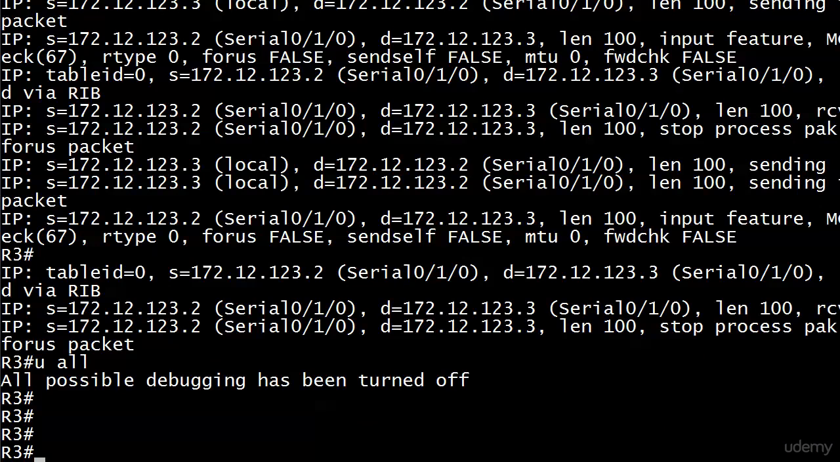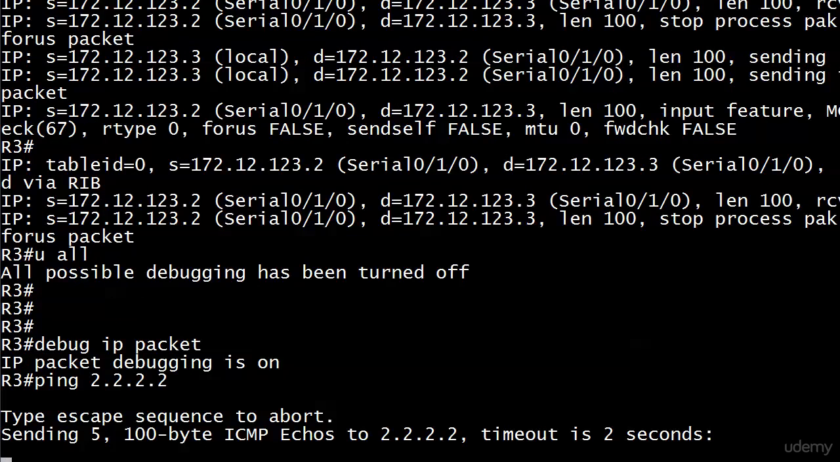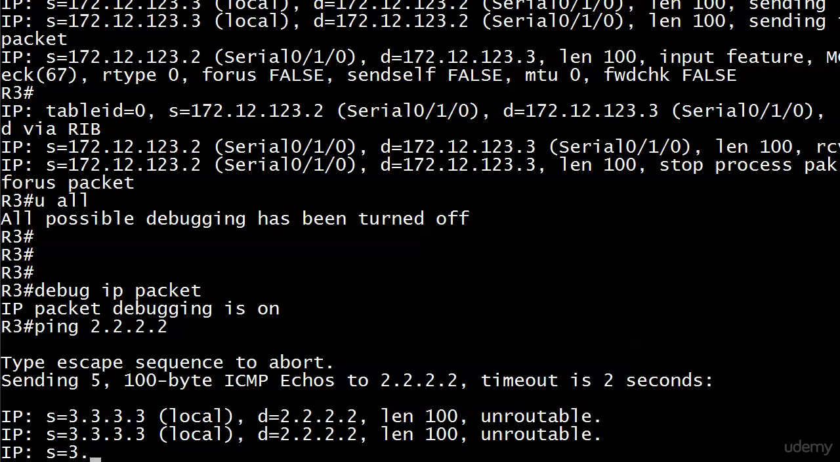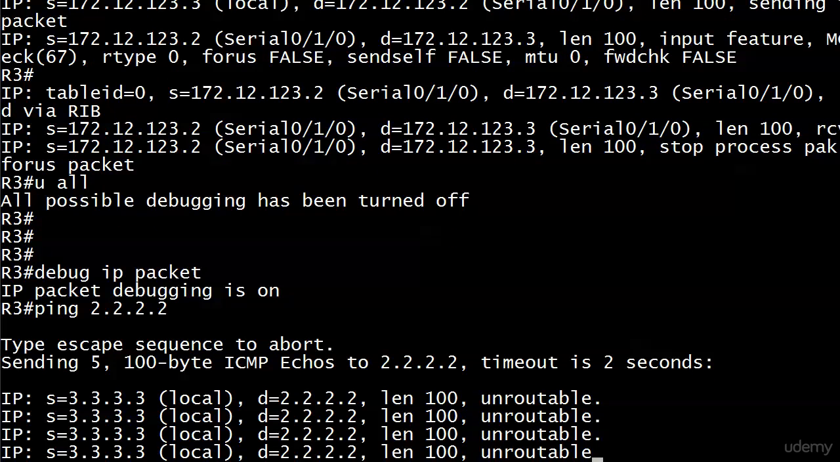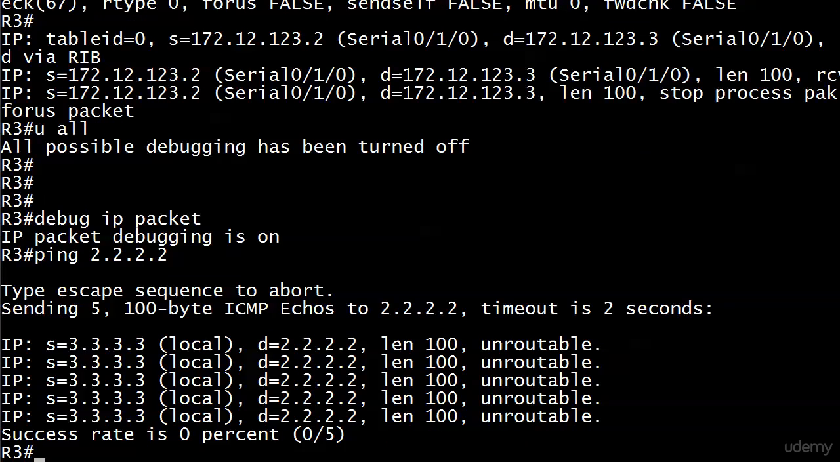So now I'm going to turn the debug back on and ping 2.2.2.2 and see if we can spot what the issue is. Debug ip packet, and then ping 2.2.2.2. And that does not look good. We do not have many certainties in our business. We can rarely say never or always, because there's almost always an exception. But the word unroutable in a return of a debug is always bad.